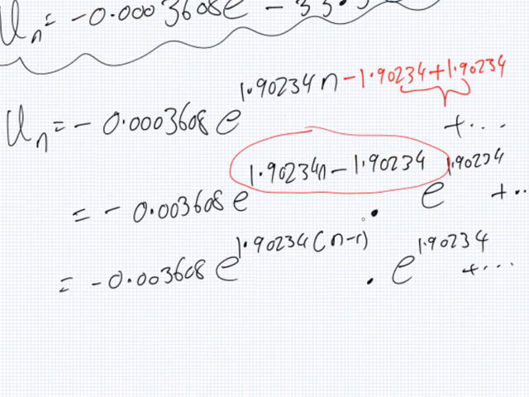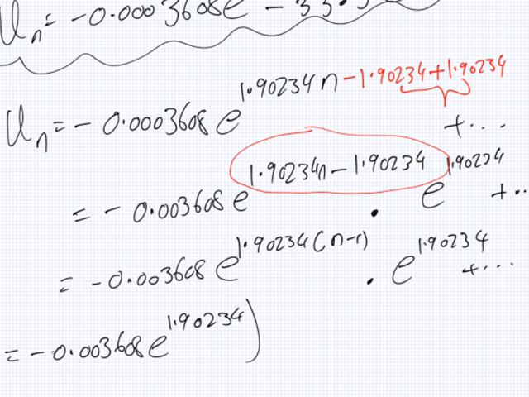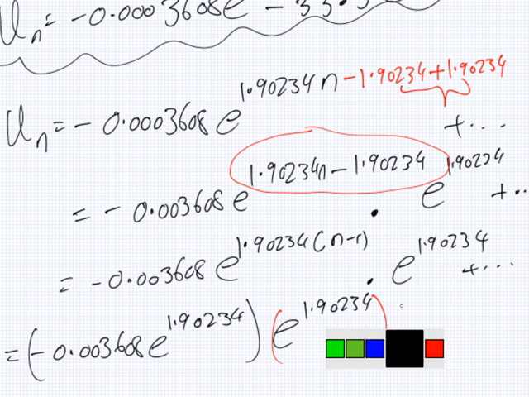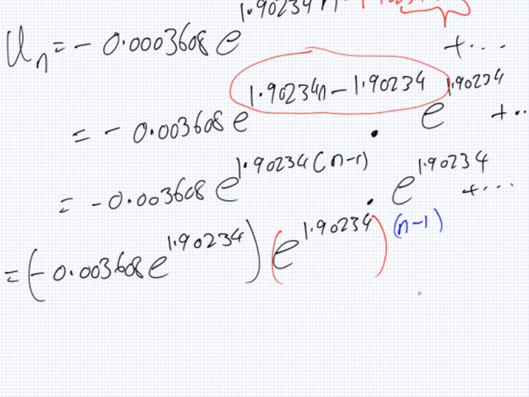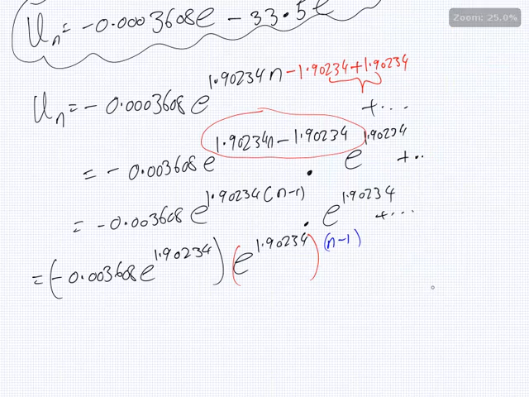And then I can put these together. Minus 0.003608 e power 1.90234, bracket e power 1.90234 bracket, and here is n minus 1. So now you can see, this is like the A, this must be the R, and this is the n minus 1. Now you have to do the same for the other one, but that's okay. It's the same trick.